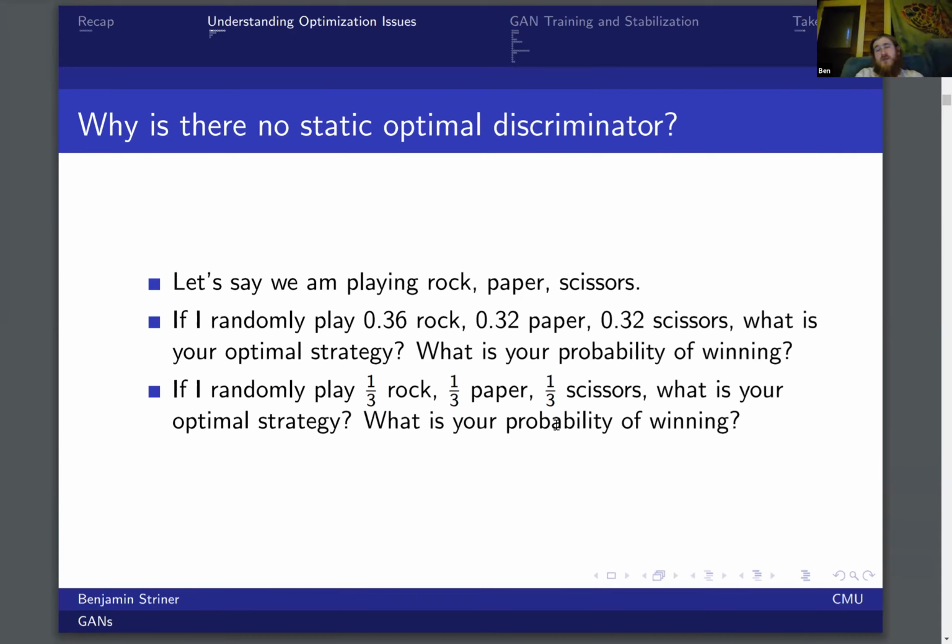A lot of people had questions last week about why there's no optimal discriminator and why you have to do them back and forth. Why can't you just do one at a time? Why do you have to do them together?